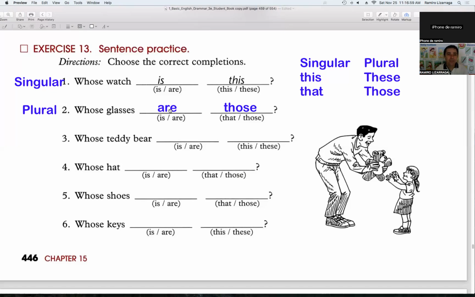Okay, so now, number 3, Adrian. Number 3, it's singular. The teddy bear, it's singular. I'm going to help you with this, Adrian. The teddy bear is singular. So how can you complete this question, Adrian? Whose teddy bear? Adrian, are you there? Where are you? It would be what?